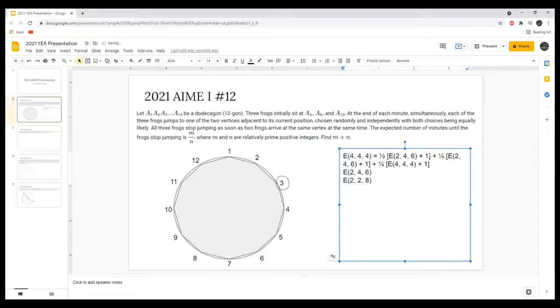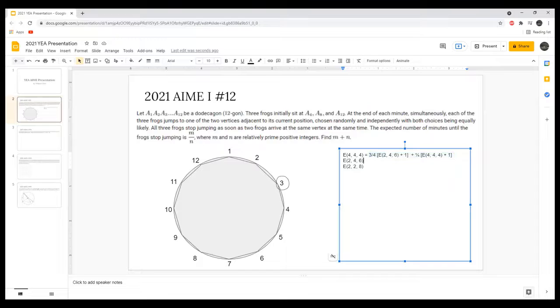And we can just combine the first two to get 3/4, to get this equation that will help us determine what E of 444 is equal to.